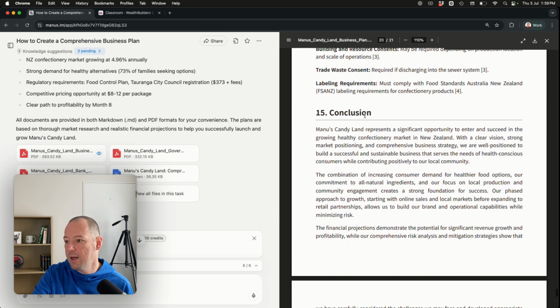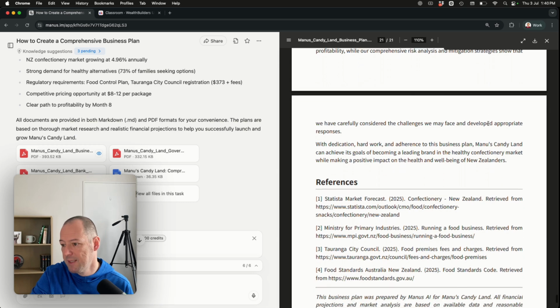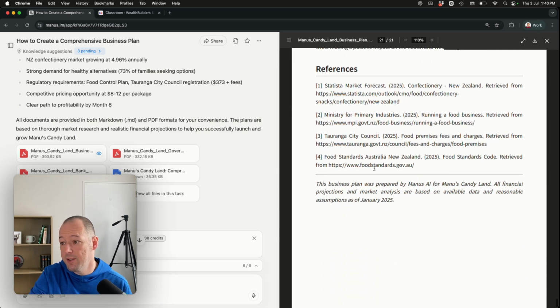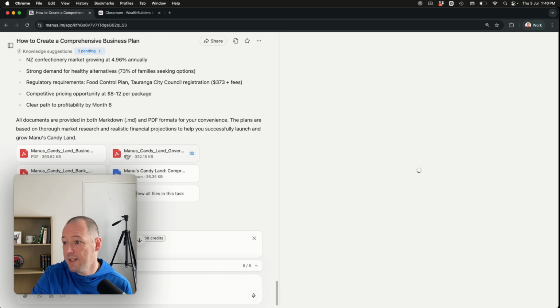Here's even more about requirements. Conclusion: Manus Candyland represents a significant opportunity to enter and succeed in the growing healthy confectionery market in New Zealand. With a clear vision, strong market positioning, and comprehensive business strategy, we are well positioned to build a successful and sustainable business that serves the needs of health-conscious consumers while contributing positively to our local community. So you see, and it gives you the references where it takes all the data from. So this is just the first business plan. Now let's have a look at the second one.